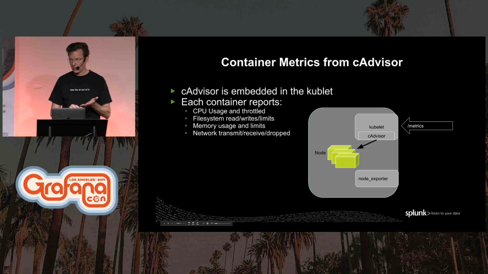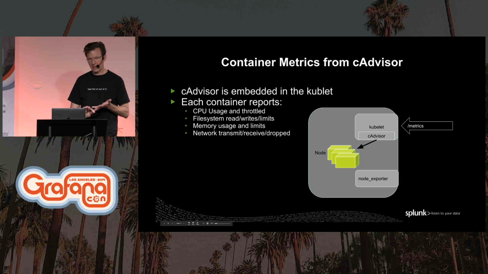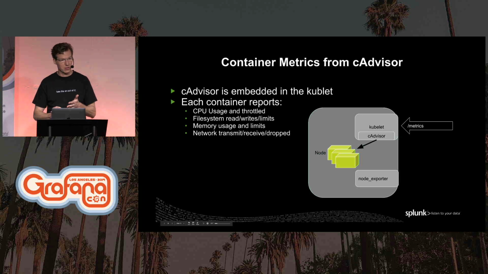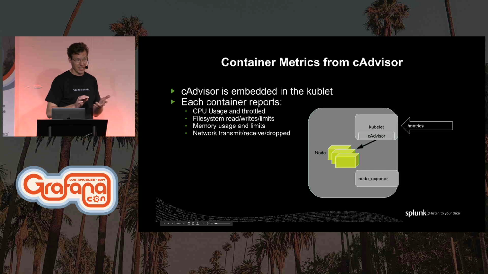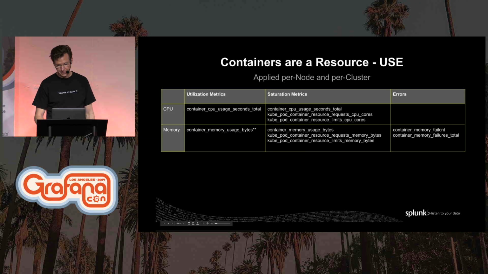So you get CPU usage metrics. You also get the amount of time your CPU is being throttled. So if you've set up requests and limits on your containers, if your CPUs are being throttled, that's something you're going to want to know. File system reads and writes, any limits on your file systems, memory usage, network.